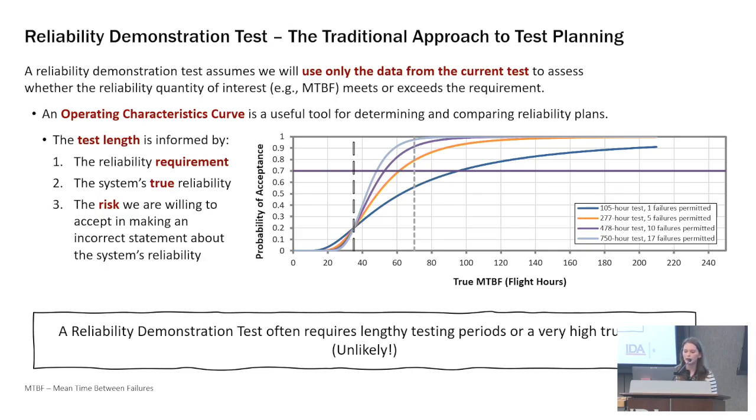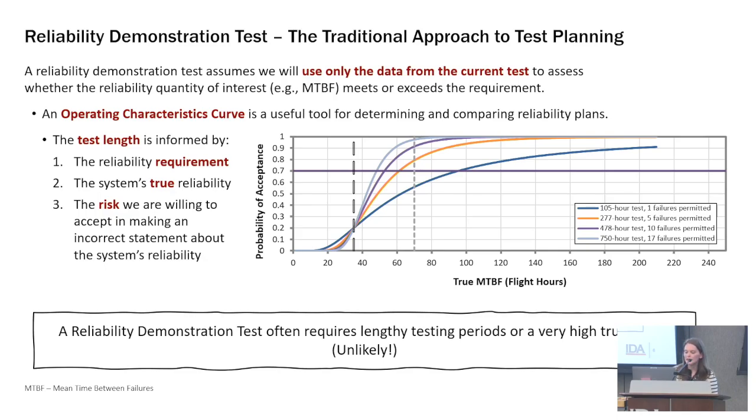And an example of an OC curve, or several OC curves from this case study, would be in this plot, where the x-axis is the true underlying mean time between failure in flight hours, and the y-axis is the probability of acceptance. And here the dashed lines represent the reliability requirement and objective that we just talked about.